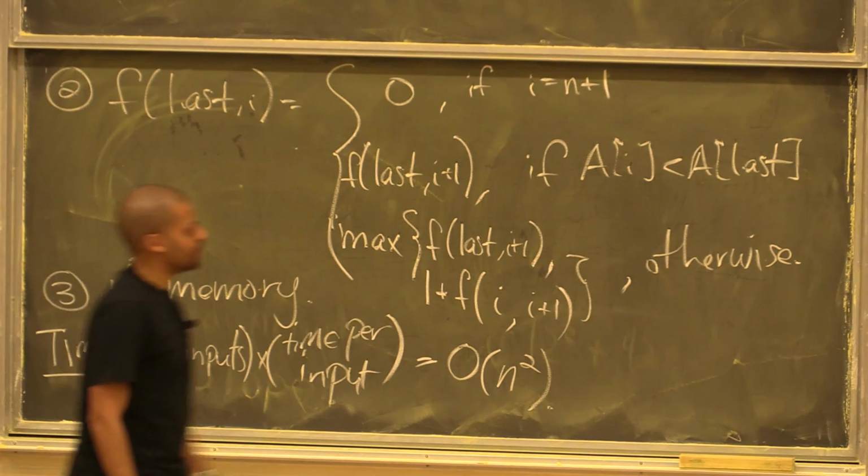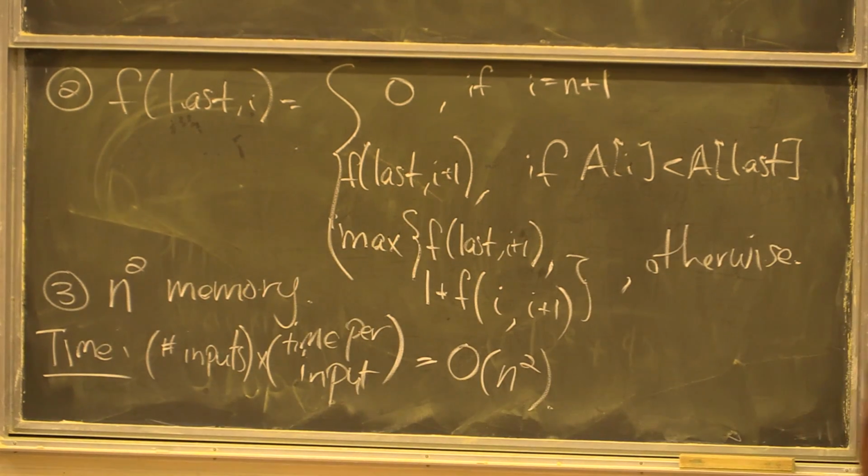Now, can I improve the memory? Whenever you see a DP problem, I always recommend going through these 3 steps. 1, define some function in words. 2, figure out the recurrence relation. 3, analyze the runtime and the memory. And then the question you should ask when you talk about memory is, if I did bottom-up DP, could I improve the memory? And the answer in this case is yes.